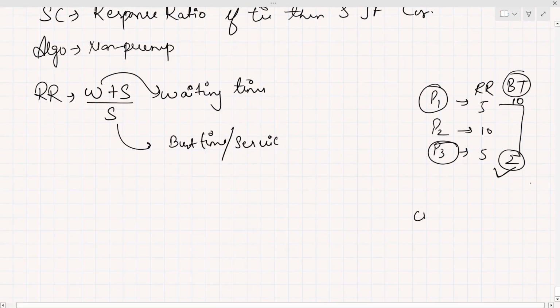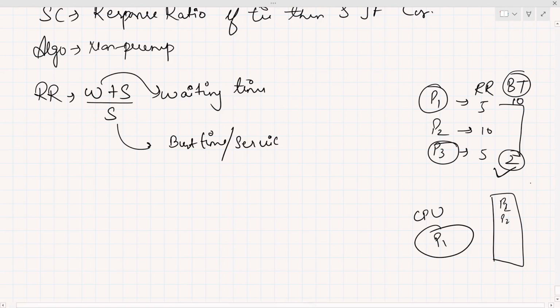Let's say that you have a CPU, and P1 process is running. We have a ready queue as well: P2, P3, P4, P5. Let's say these processes are available in the ready queue. Now P1 process is running. P1 will not leave the CPU until P1 is successfully completed. If P1 is completed, then P1 terminates. Otherwise P1 cannot leave the CPU. So this is the meaning of non-preemption.